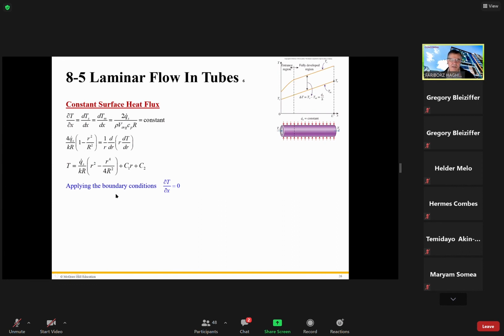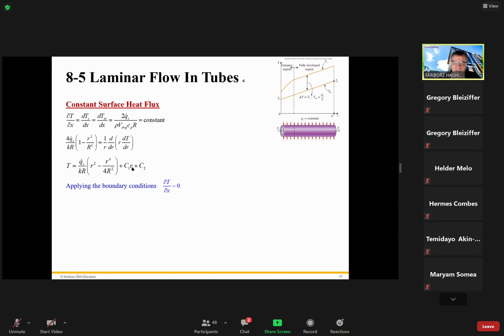And we end up finding a temperature profile. We have an expression: if I know this value, I can calculate the temperature at any point as a function of R. I can calculate the temperature profile. I need two variables, C1 and C2, so I need two boundary conditions.